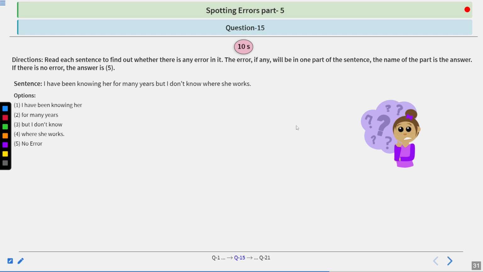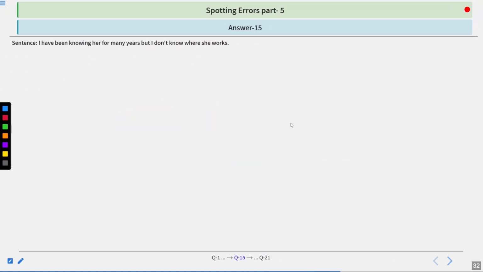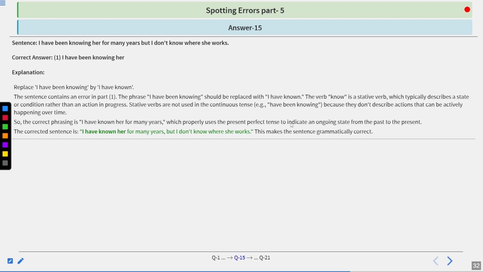The sentence is, "I have been knowing her for many years, but I do not know where she works." Options are given below. You have 10 seconds to spot the error. I hope you have answered. Let's look at the correct answer. The correct answer is "I have been knowing her". Option number 1. Replace "I have been knowing" by "I have known".